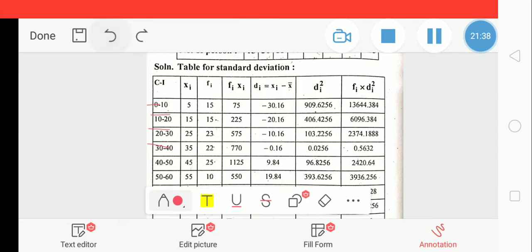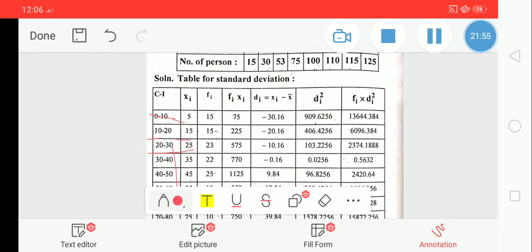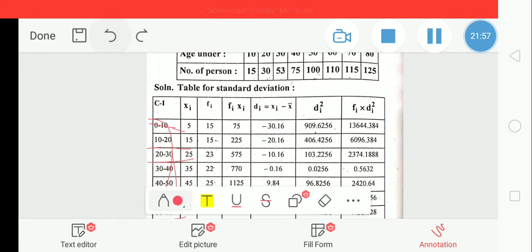Now this is in a continuous form. Find the midpoint. 0 plus 10 divided by 2 is 5, 10 plus 20 divided by 2 is 15, 20 plus 30 divided by 2 is 25. Same here, so 35, 45, 55, 65 and 75. That is the midpoint of each class interval. And fi is the frequency, meaning number of persons, that is given as 50. That is given, but we are finding it from the number of persons.